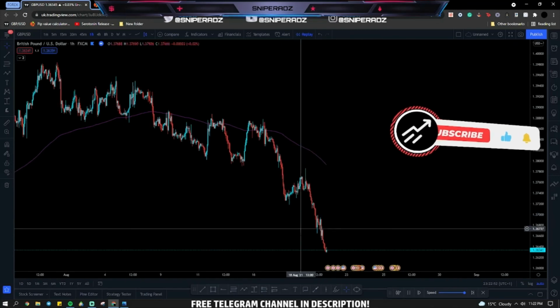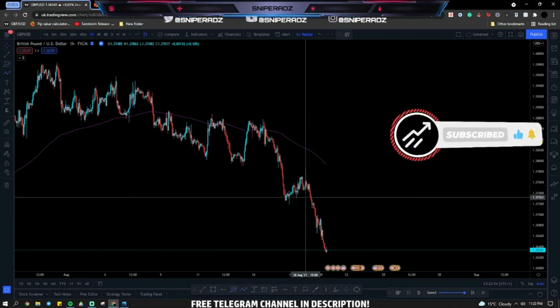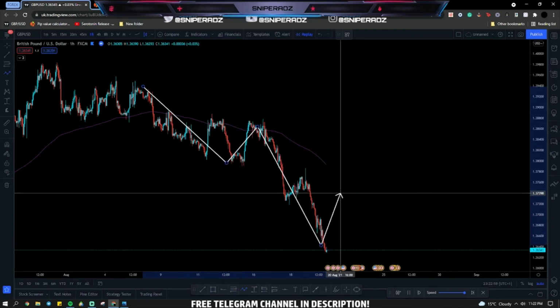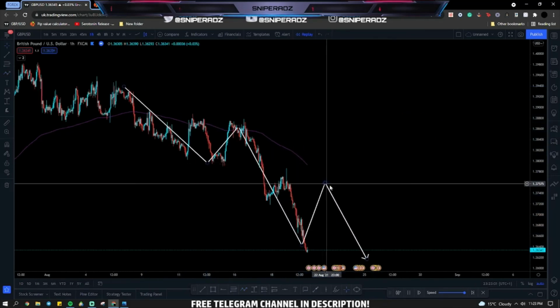So again, the same principles we can apply. We can simply just expect price from this point here, made a low, made a high, made a low, another high we can make, and just keep on going and going and going.